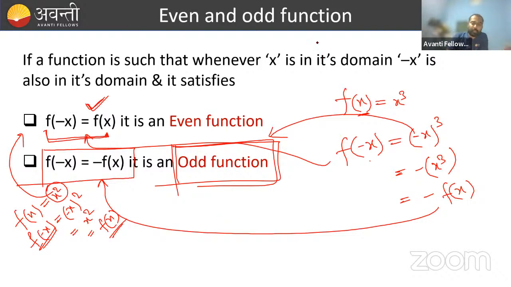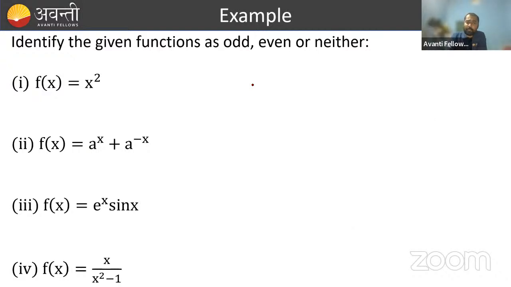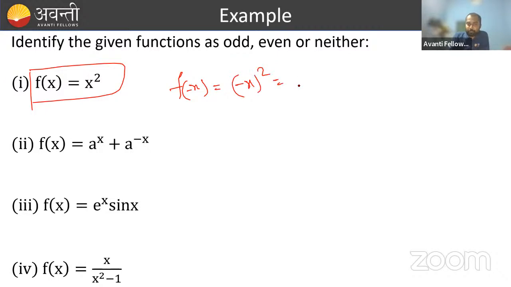Okay. If it is clear, let's move to some examples of even functions and odd functions we have discussed. f of x is equal to x square, is it an even function or odd function? It is an even function, right? You just saw it: f of minus x, that is minus of x whole square, that is x square, which is f of x. So it is an even function.